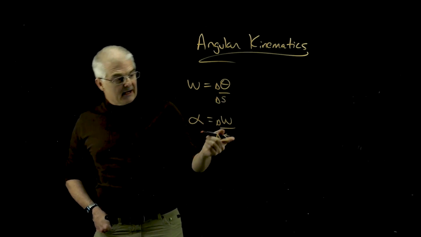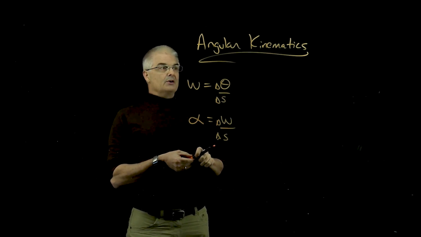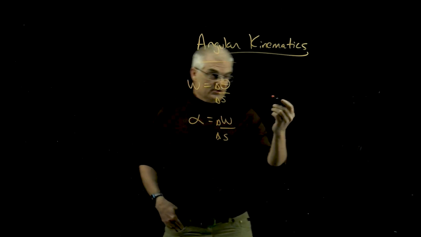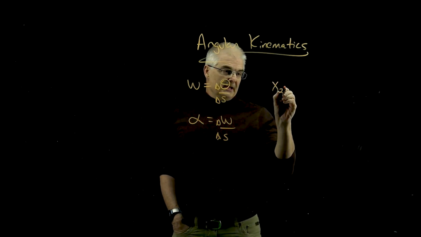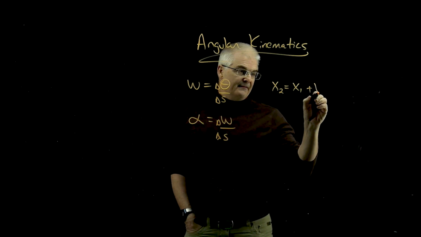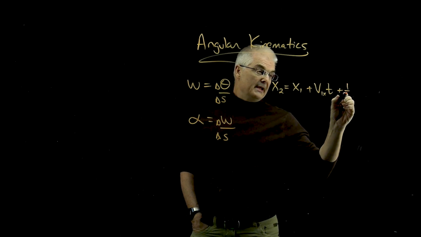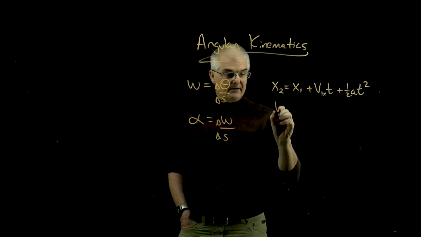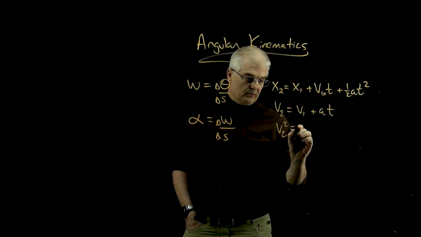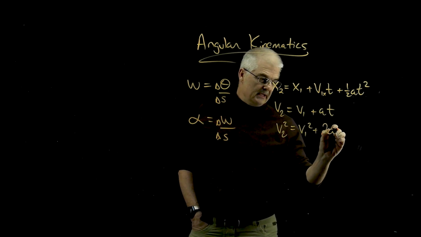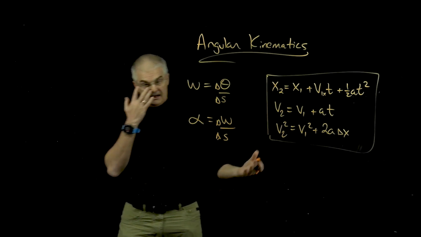But it turns out that when we're calculating these, there are also kinematics equations. If you remember back from our unit on kinematics, there were three key kinematics equations. We can say x2 equals x1 plus v1 t plus 1/2 a t squared. We had v2 equals v1 plus a t, and we had v2 squared equals v1 squared plus 2 a delta x. These were the main three kinematics equations.